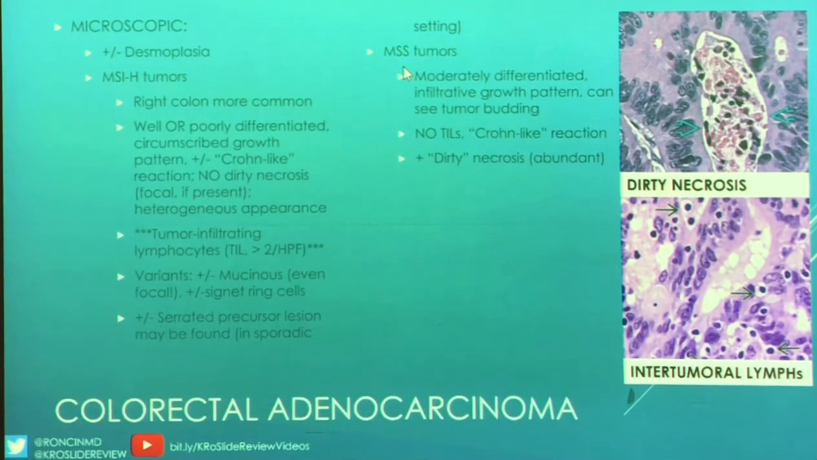Okay, so what does tumor budding look like microscopically? So tumor budding, again, it's like you're going to have your crypts and then these areas that aren't quite glandular, but they're definitely tumor. It literally looks like it's budding.